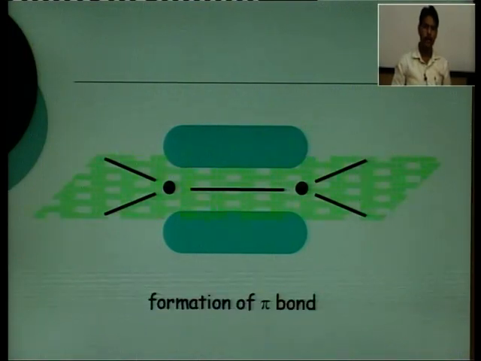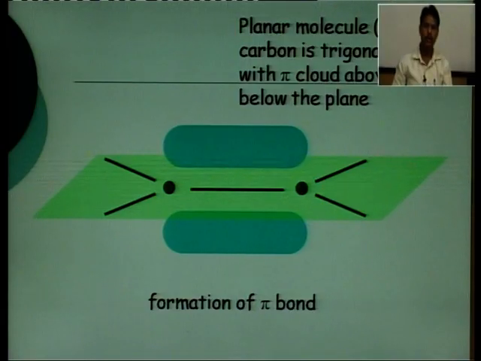So, the pi bond is shown here. There is formation of a pi bond, a planar molecule, each carbon is triangular planar with pi clouds above and below the plane.